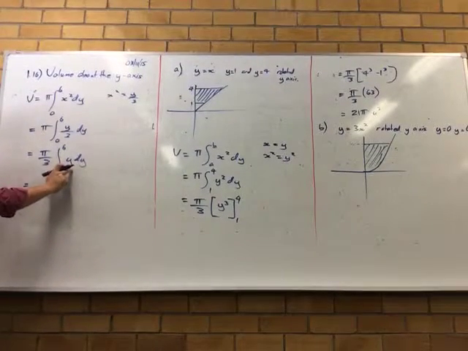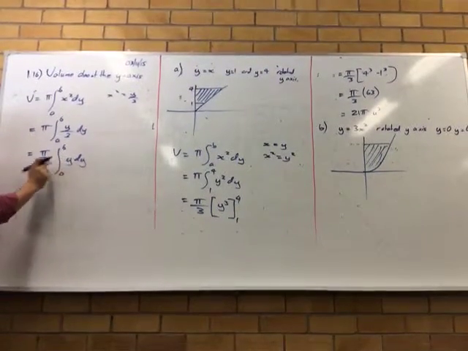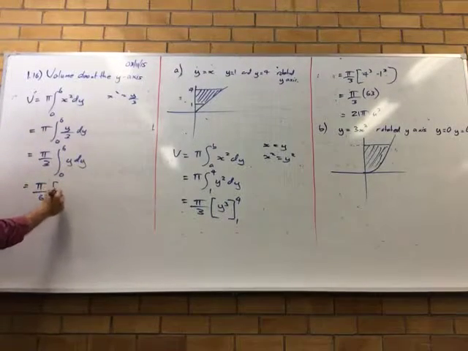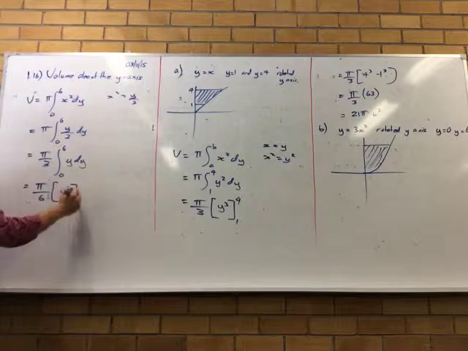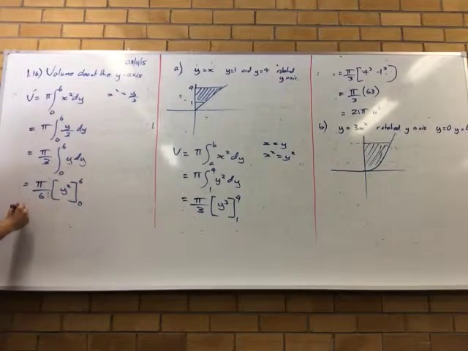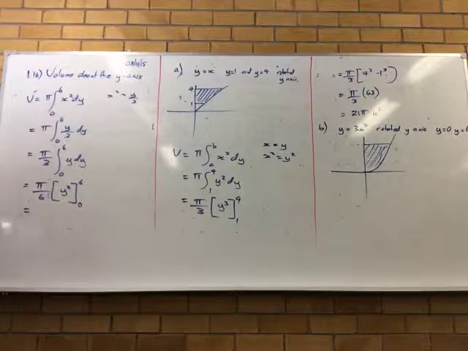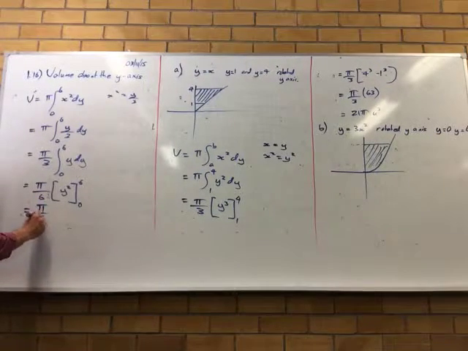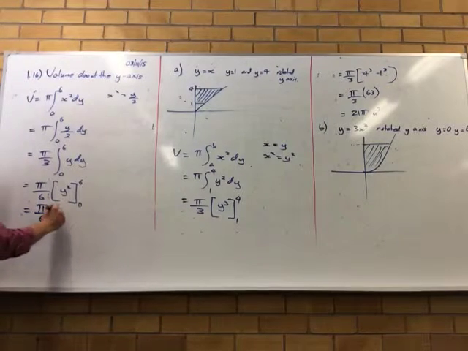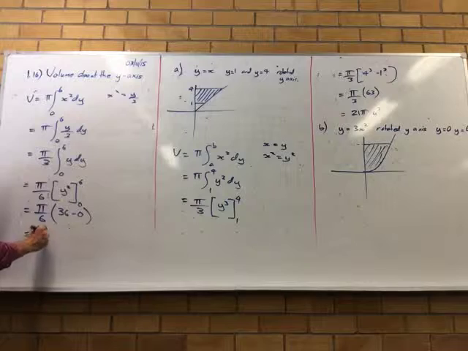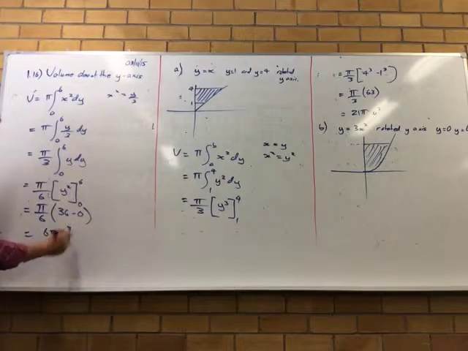So this is going to be y squared on 2. I'm also going to bring that 2 out, so pi over 6 of y squared from 6 to 0. That felt really good. 6 squared is 36, take away 0, so it's going to be 6 pi units cubed.